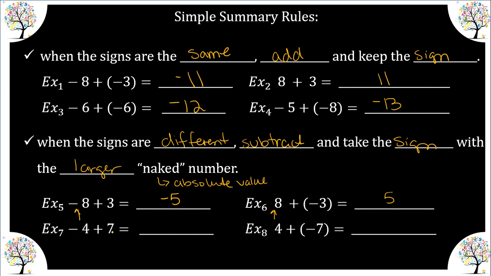Negative 4 plus 7, signs are different. We subtract. There are more positives, so our answer is positive. 4 plus negative 7, signs are different. We subtract, and we take the sign of the one that we have more of, and there are more negatives, so our answer is negative 3.